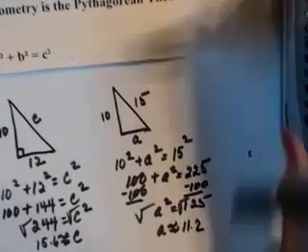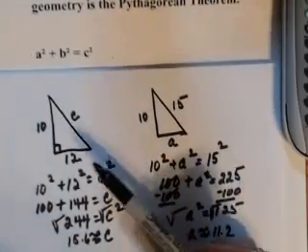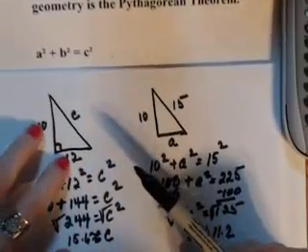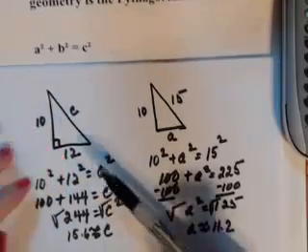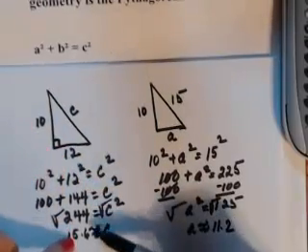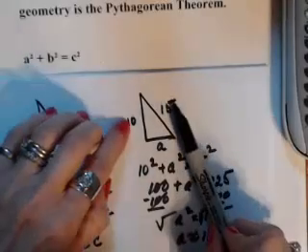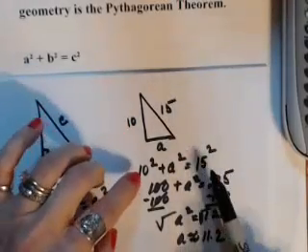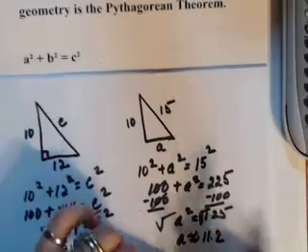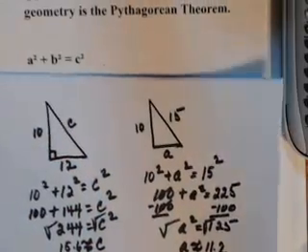So the only two possibilities are knowing two legs, looking for the hypotenuse, so you square, add, take the square root, or you know a leg and the hypotenuse, so you're going to square, subtract, and then take the square root.